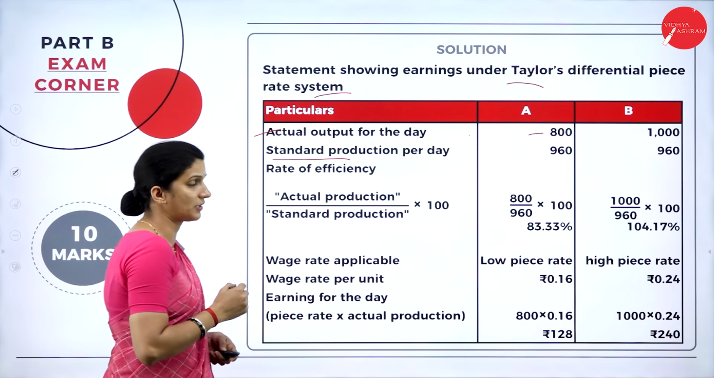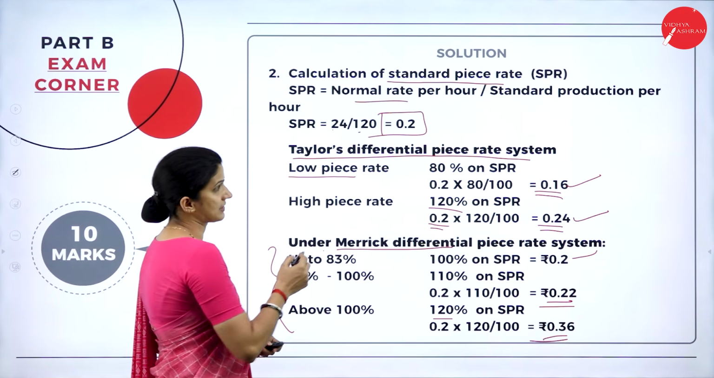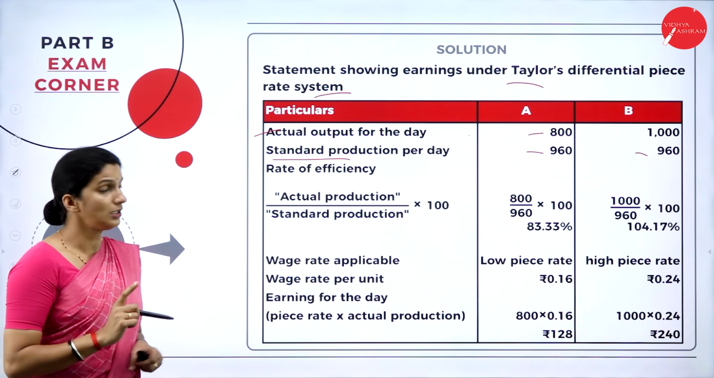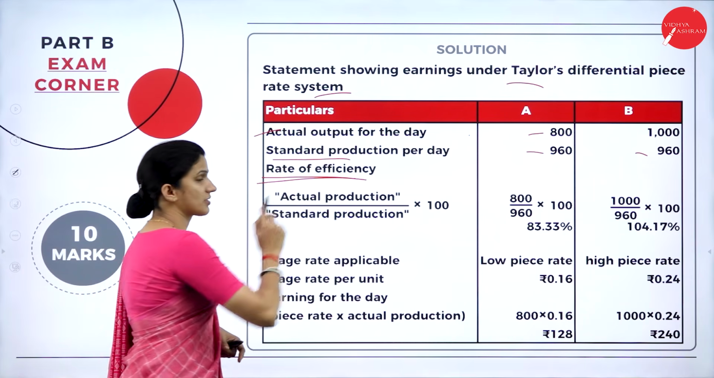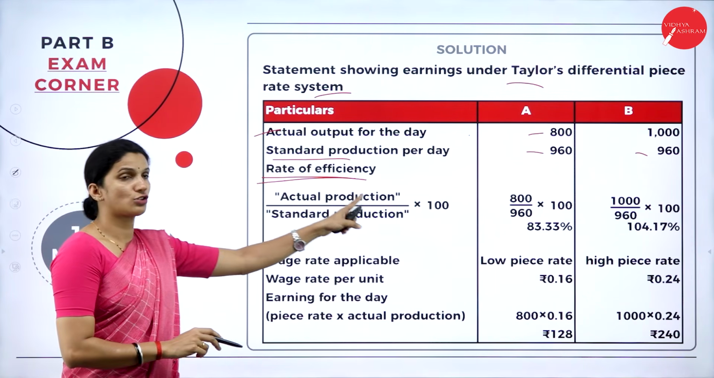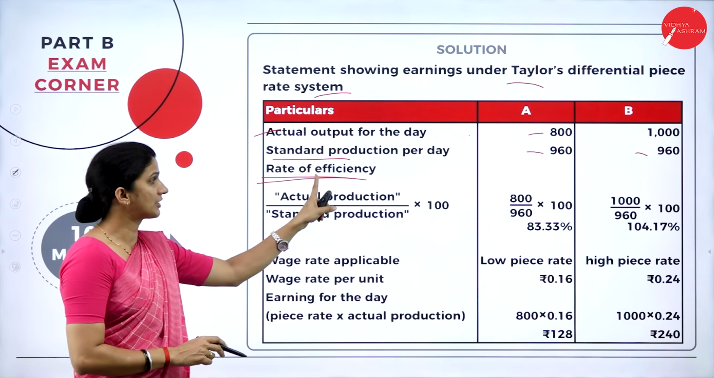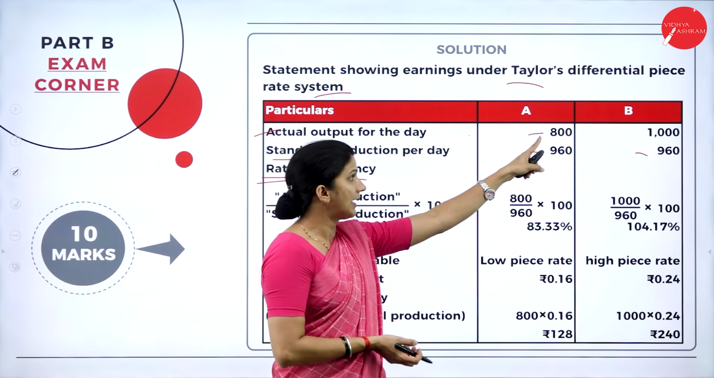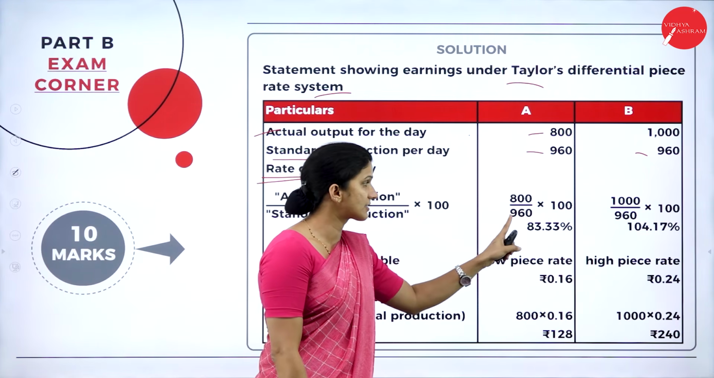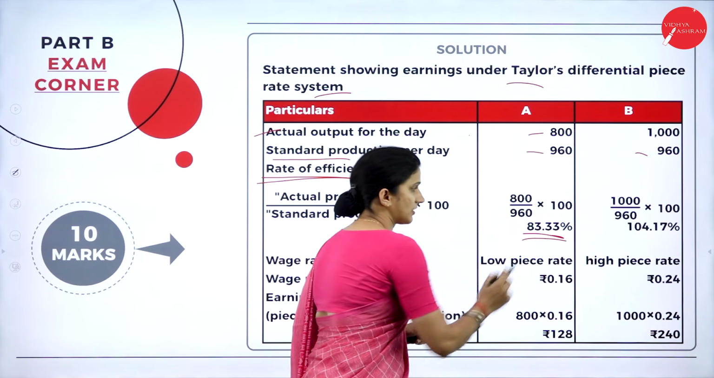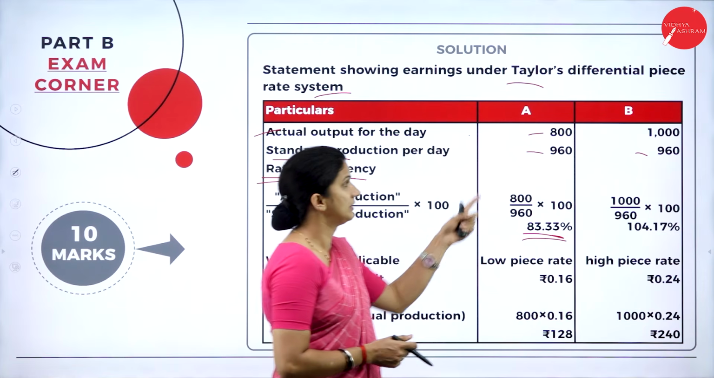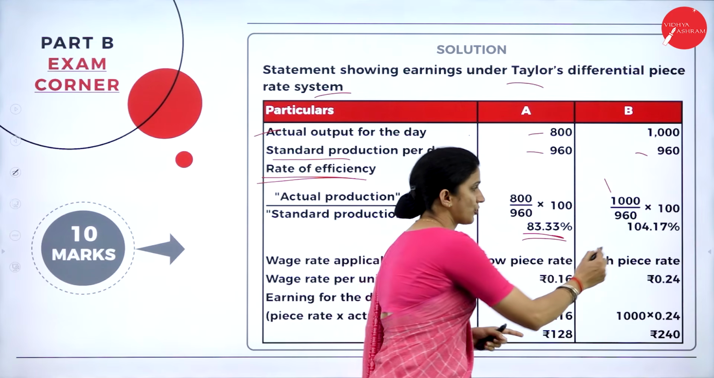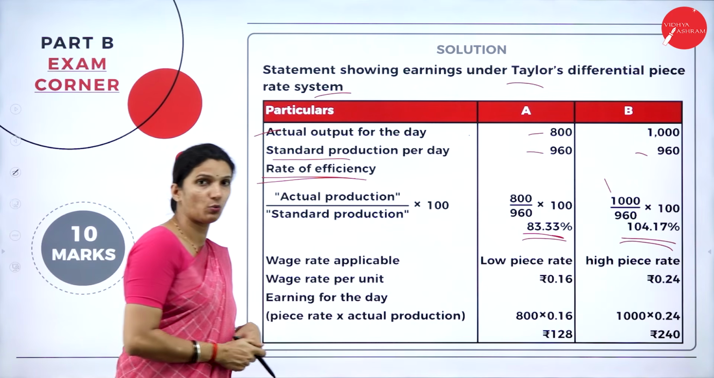Then the standard production per day, which we have calculated here, is 960 for both workers. Then we need to calculate the rate of efficiency: actual production divided by standard production into 100. For A, actual production 800, standard production 960 into 100, the rate of efficiency is 83.33%. For B, actual production is 1000, standard production is 960 into 100, so the rate of efficiency is 104.17%.